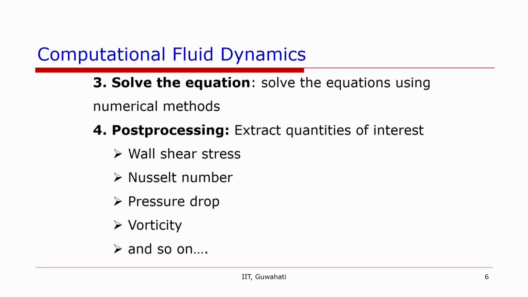We will get the values of the 3 velocity components or the 2 velocity components depending on 2D or 3D problem, and the pressure. So once we have solved the equations and got the values, then we can extract the quantities of our interest. For example, wall shear stress, if the heat transfer is there, then maybe Nusselt number or pressure drop or vorticity, or any other information that we can construct from these parameters that we have at our disposal.